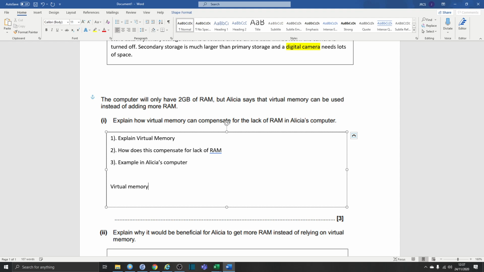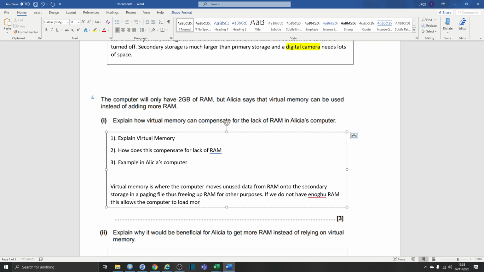So here we go. Virtual memory is where the computer moves data from RAM onto the secondary storage. I'm going to put: moves unused data from RAM to secondary storage in a paging file, thus freeing up RAM for other purposes. If we do not have enough RAM, this allows the computer to load more programs by parking unused ones until later on. So that's basically what virtual memory is.